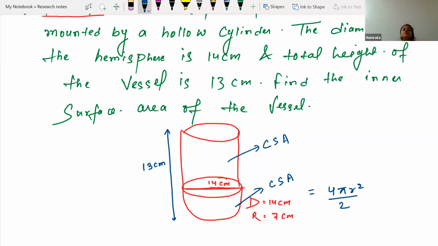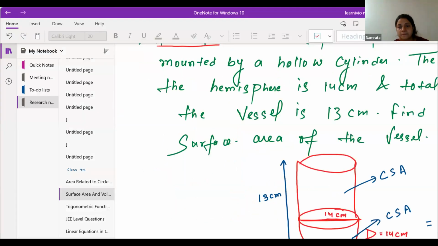And what about the curved surface area of the cylinder? Anyone? What is the formula for curved surface area of cylinder? What you said, Jasleen, you said or Madhya said? Please repeat it. Okay, chat box. Okay, you don't know. Yes, Madhya, do you? No, ma'am. Okay.